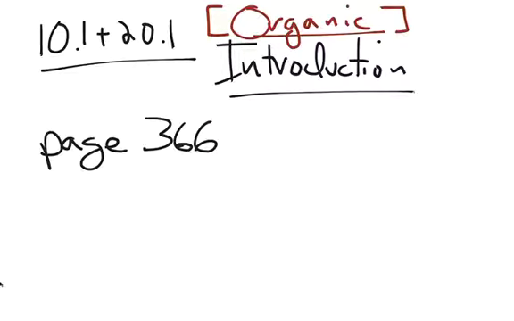Again, if we're looking at organic chemistry, just really generally, we're looking at carbon compounds. So it is based on carbon compounds. That is the unit. Anything with carbon as our base unit is organic chemistry.